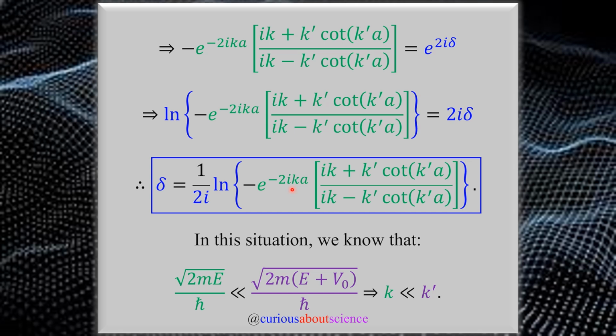In this situation, we know that if we have the 2ME here, because E is so much less than V0, the constants don't matter, and this V0 term here makes this fraction much bigger. What it translates to is that K is much less than K prime. And what that's going to do is allow us to simplify this down really cleverly, and then in the next slide we'll see how it does that.